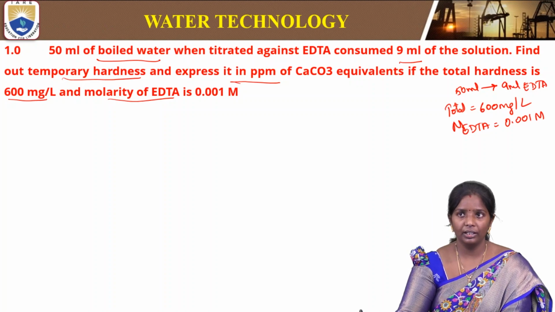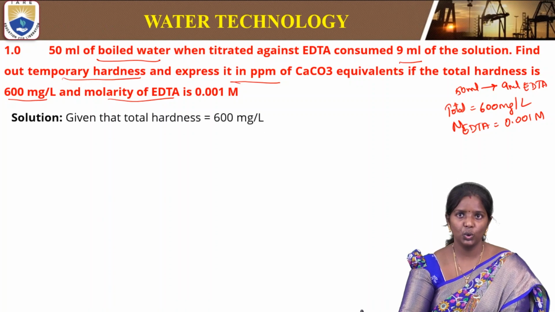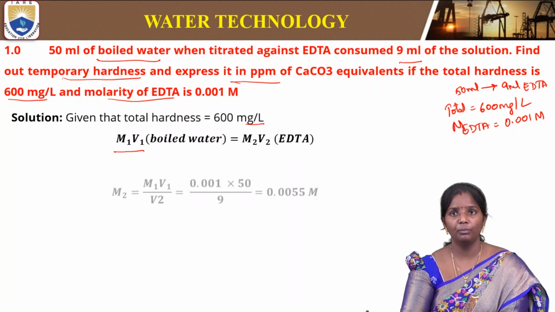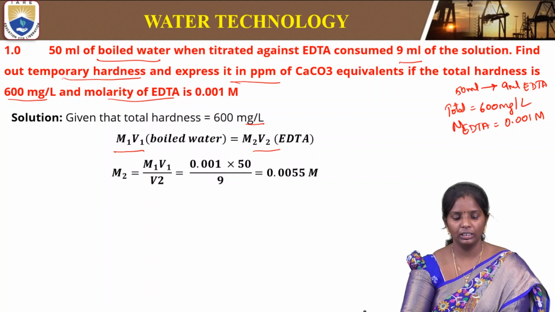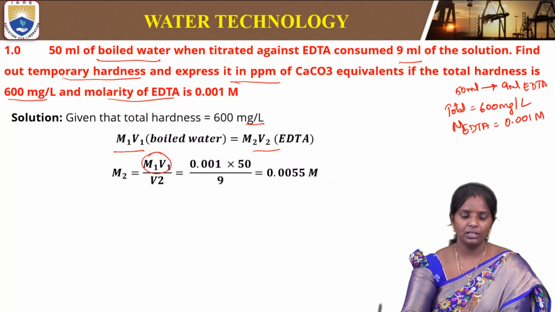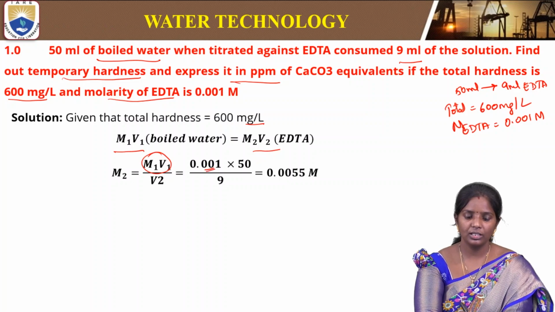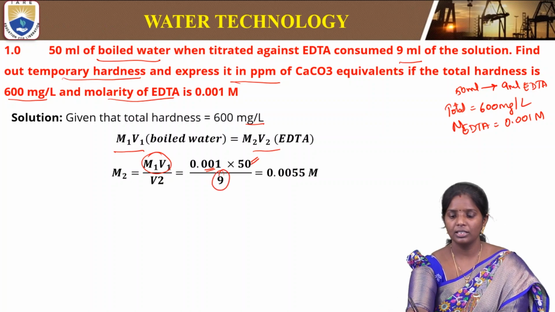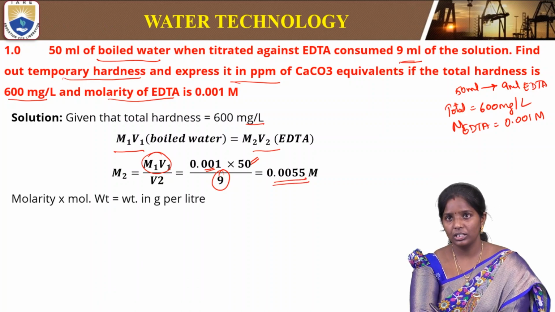So we have molarity and volume. So we need to calculate the molarity of the other. The total hardness is 600 mg per liter. If we take M1V1 is equal to M2V2, for the boiled water equal to the EDTA, we need to know the concentration in the water, so we take unknown water. 0.01 is the molarity of EDTA, 50 ml is the volume of water we take, and 9 ml is the volume consumed. So we get 0.0055 molar. This is the concentration.